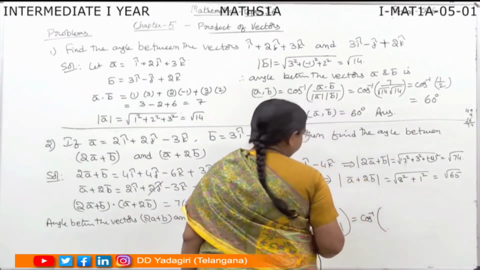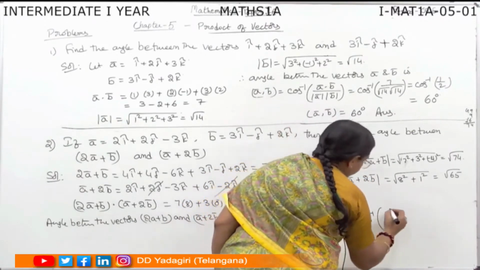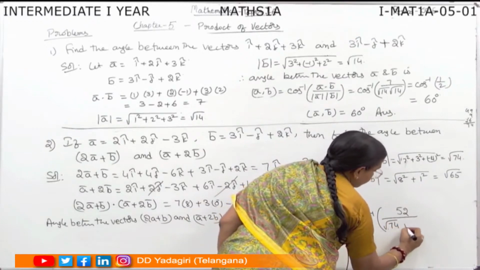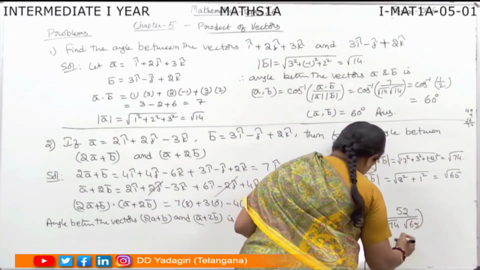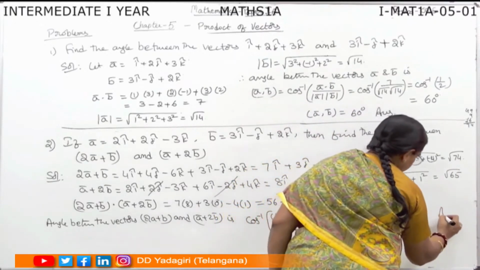So when you simplify, it is 52 by root 74 into root 65. So this is your answer.